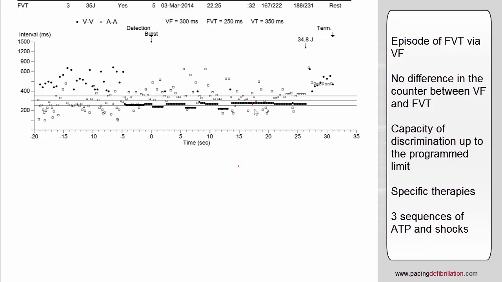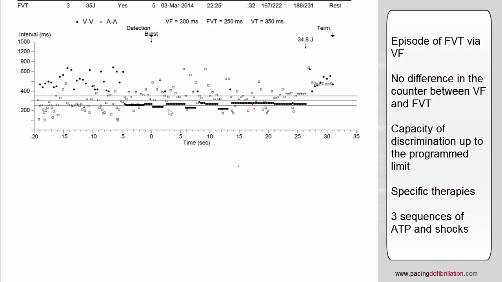This is a specificity of the Medtronic devices, but you can discriminate the origin of the arrhythmia in the fast VT zone, but also in the VF zone. You will program a limit for discrimination, which is independent of the programming of the zone. This is really specific to Medtronic devices, and it is not possible to discriminate the origin of the arrhythmia in the VF zone for the devices of the other company.